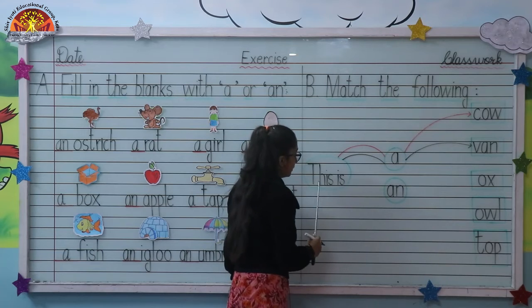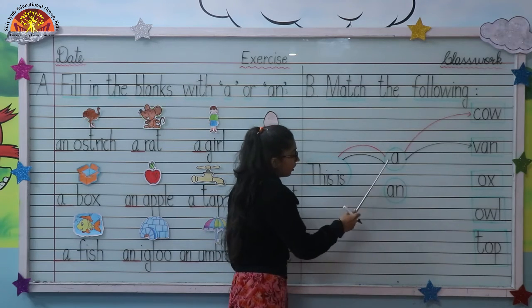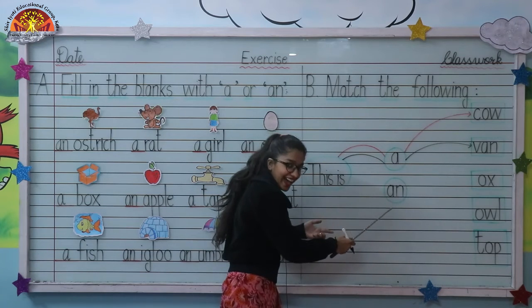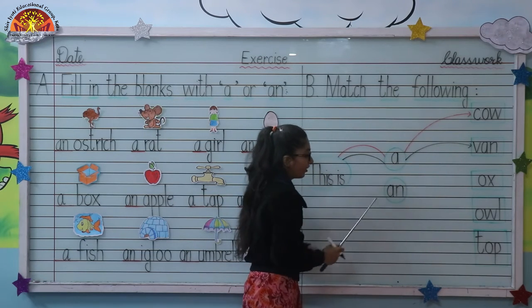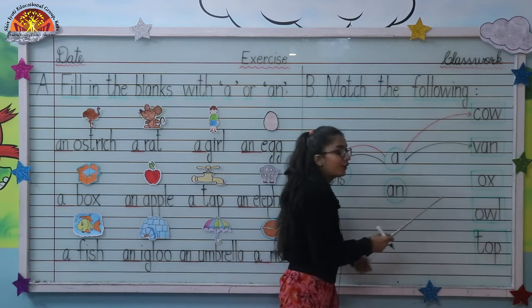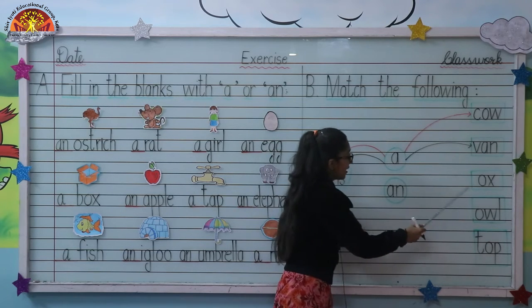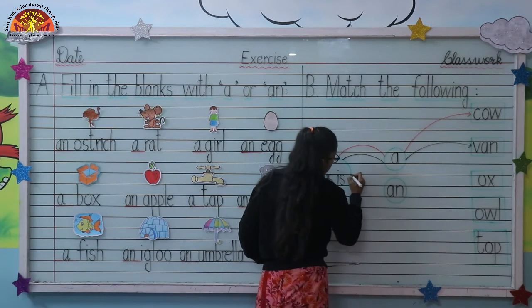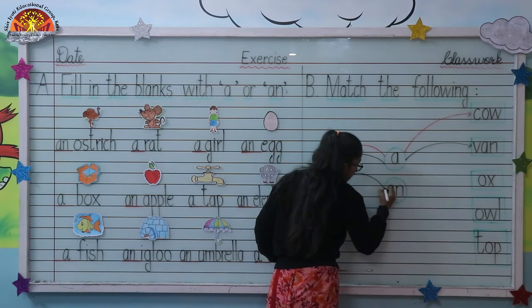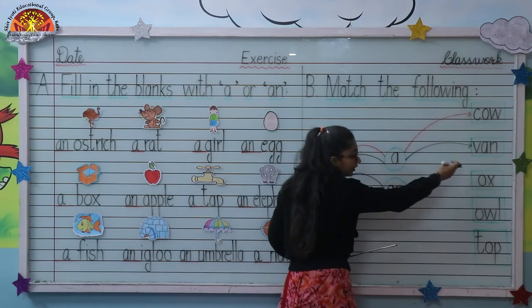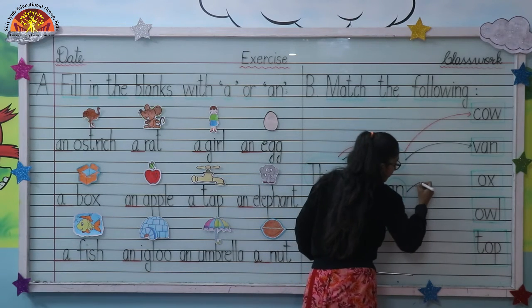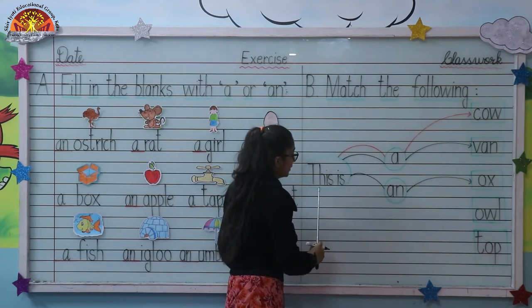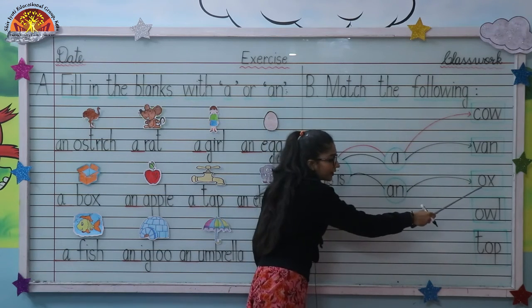Next. This is a or an ox? This is an ox because first letter is a vowel here. We use an before a vowel. So match. "This is" with an, then an with ox. Like this. This is an ox.